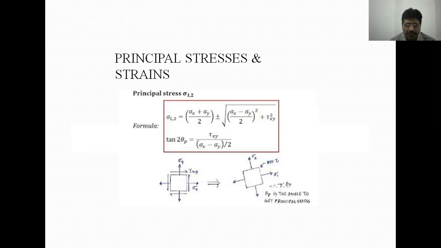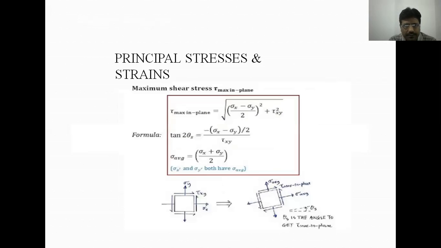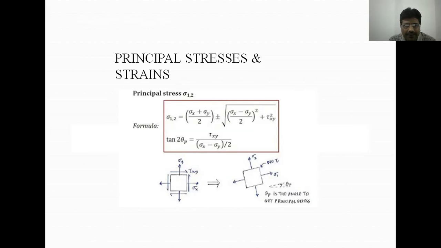So we have found tan 2 theta p, and now we will find the inverse. 2 theta p is equal to tan inverse of (tau xy divided by (sigma x minus sigma y) by 2). Then we divide the whole term by 2, that is, theta p equals 1 by 2 tan inverse of tau xy divided by (sigma x minus sigma y) by 2. This will give us the angle, or the direction of the plane from the horizontal along which the principal stresses will act. So this way we have found the principal stresses.